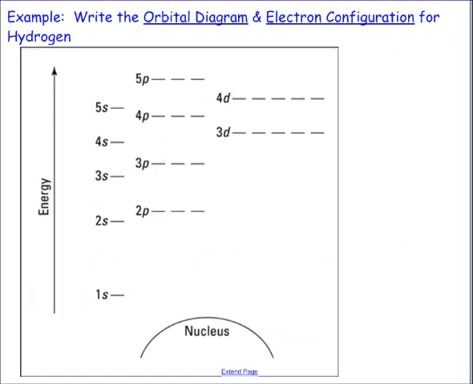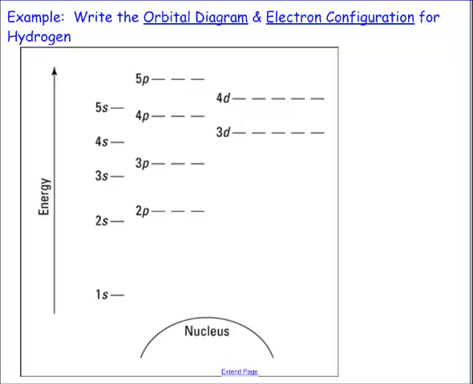All right, so we're going to put this into practice. What we are going to do is pick some samples of elements, some simple ones at first, and we're going to do two things with them. We're going to draw out what's called the orbital diagram, and then from that we're going to do the shorthand that's called the electron configuration.